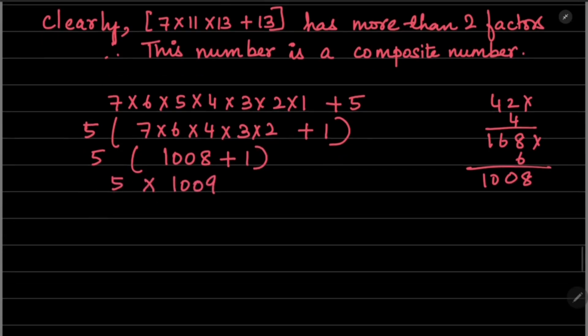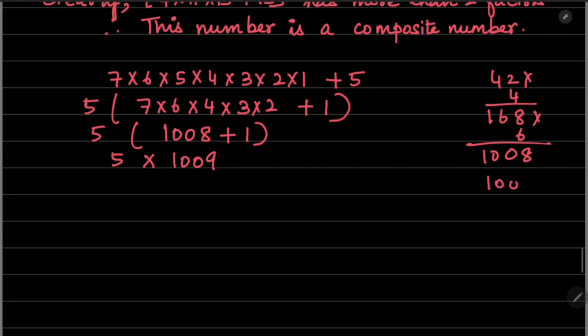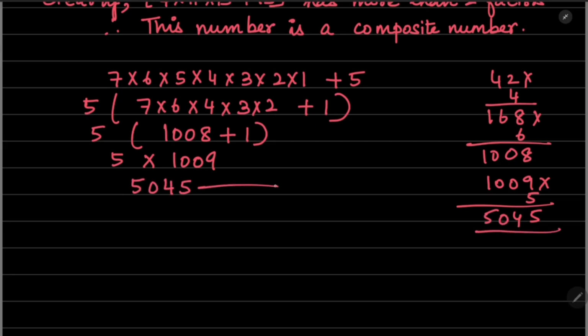Whatsoever be the product, 1009 multiplied by 5. 9 5s are 45. So you are getting the product as 5045. So again, what are the factors? One is definitely a factor.